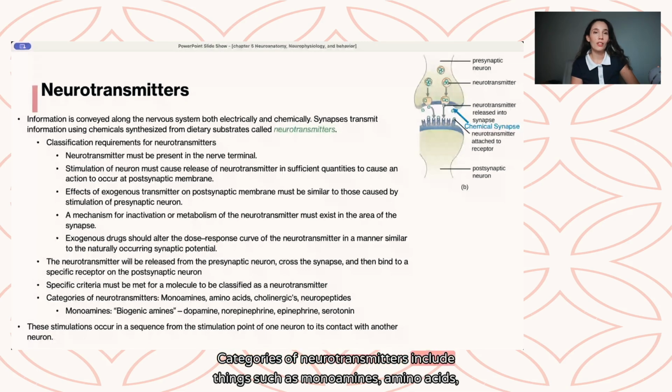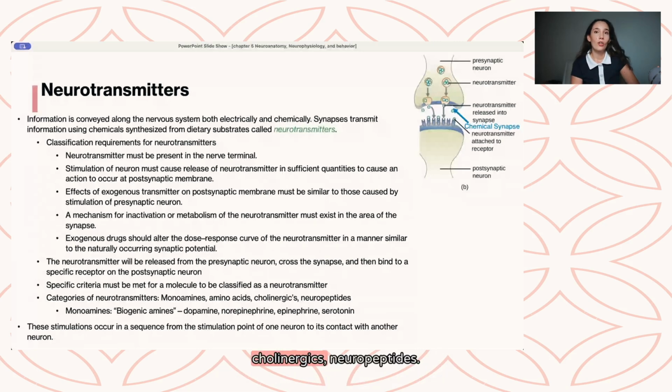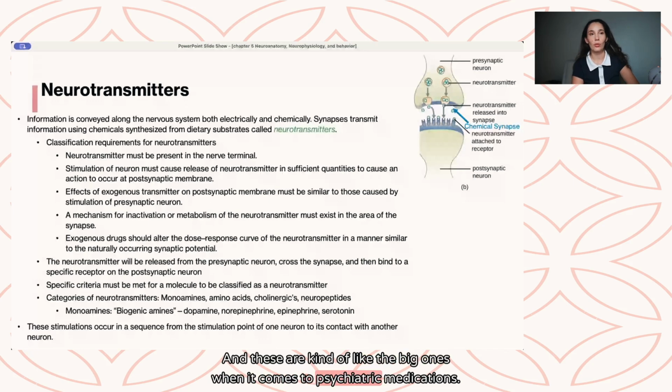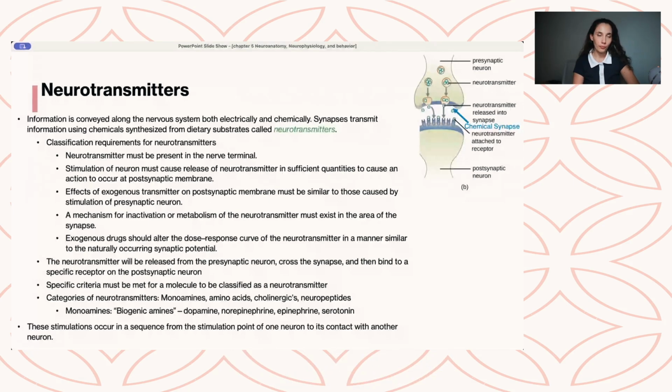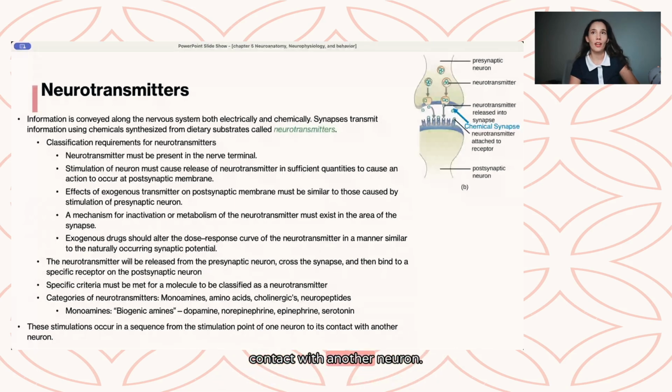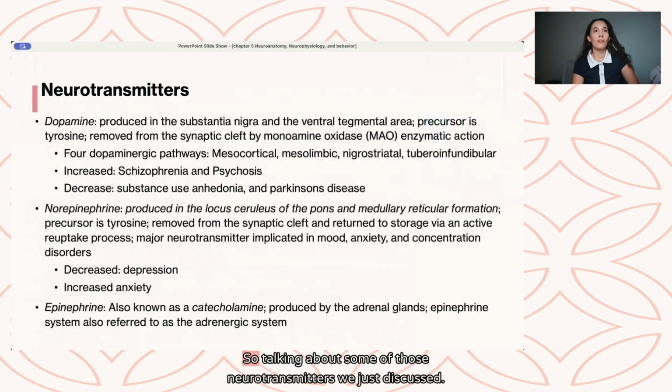Categories of neurotransmitters include things such as monoamines, amino acids, cholinergics, and neuropeptides. Monoamines, or biogenic amines, include dopamine, norepinephrine, epinephrine, and serotonin. These are kind of like the big ones when it comes to psychiatric medications. These stimulations occur in a sequence from the stimulation point of one neuron to its contact with another neuron. So, talking about some of those neurotransmitters we just discussed.